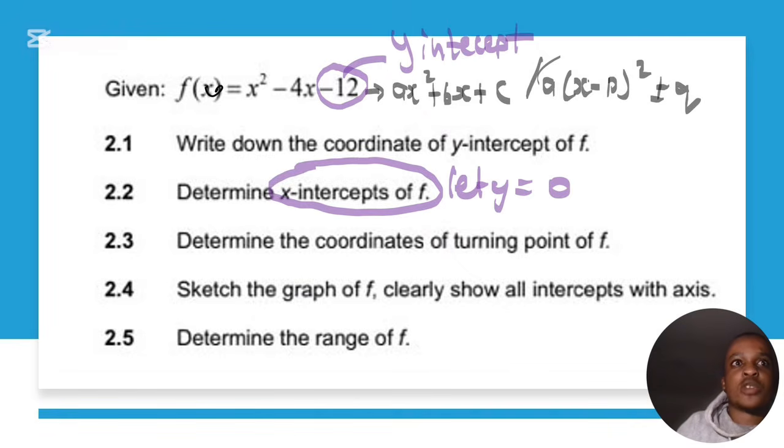And then we are also required to sketch the function. We just sketch the function and then we show the intercepts with the x-axis. So it's very important while we are answering the questions to write the coordinates. And we are also asked for the range. Now let's go.